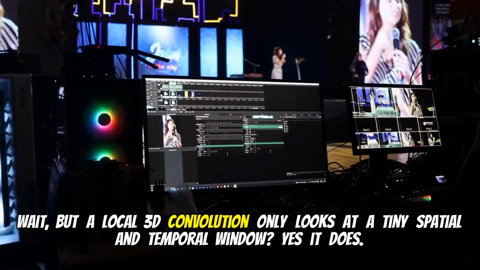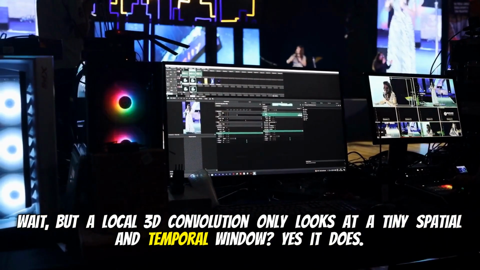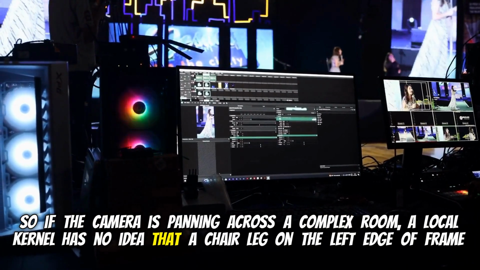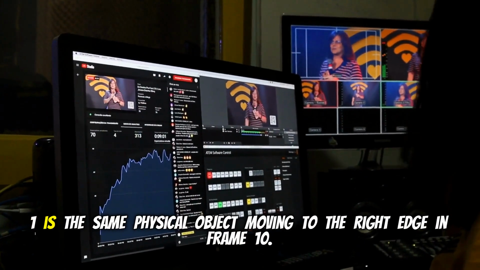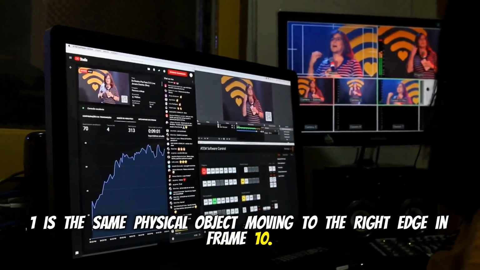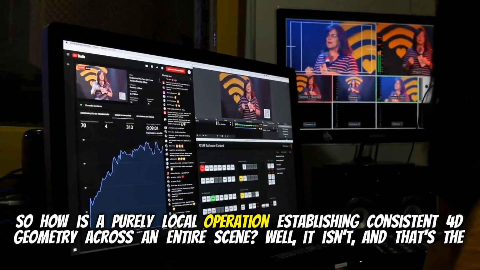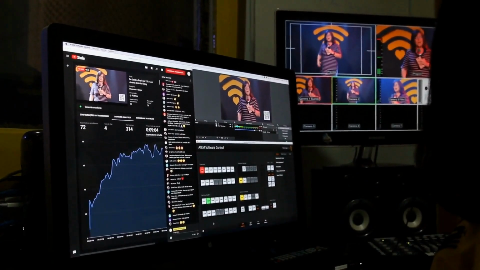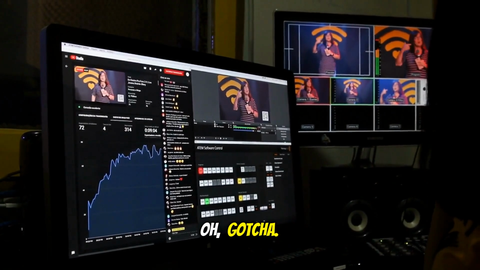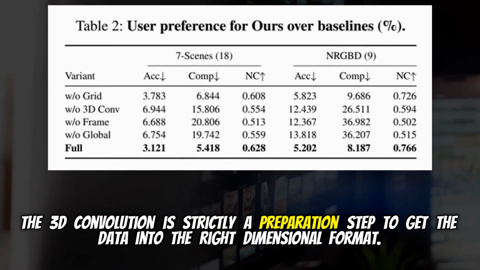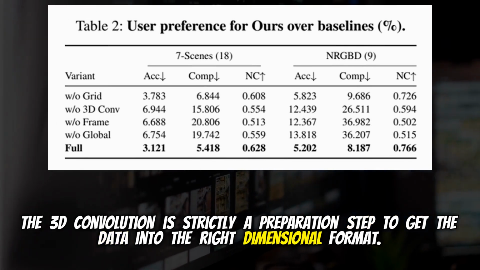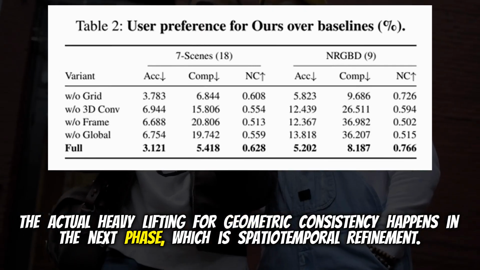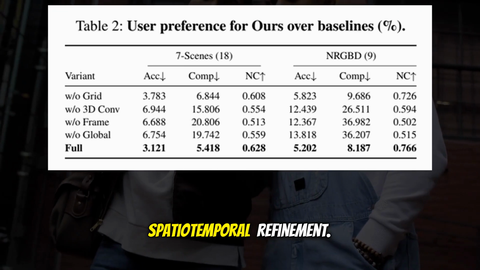Wait, but a local 3D convolution only looks at a tiny spatial and temporal window? Yes, it does. So if the camera is panning across a complex room, a local kernel has no idea that a chair leg on the left edge of frame 1 is the same physical object moving to the right edge in frame 10. It has no clue. So how is a purely local operation establishing consistent 4D geometry across an entire scene? Well, it isn't. And that's the limitation the researchers recognize right away. Oh, gotcha. The 3D convolution is strictly a preparation step to get the data into the right dimensional format. The actual heavy lifting for geometric consistency happens in the next phase, which is spatiotemporal refinement. Spatiotemporal refinement, okay.